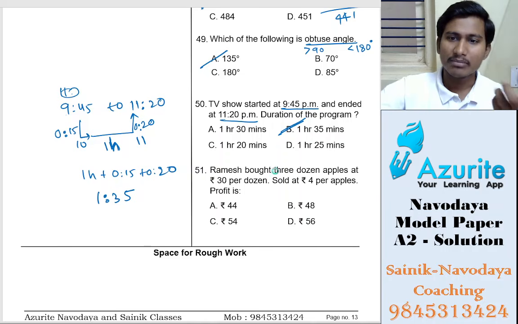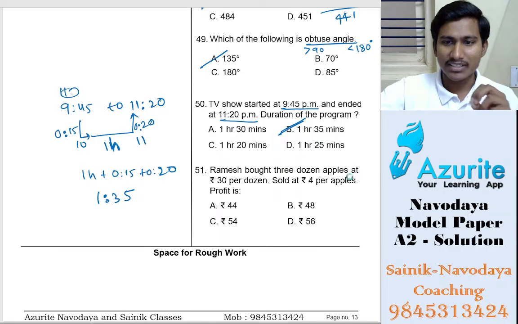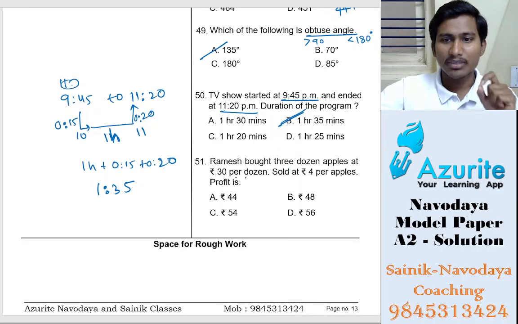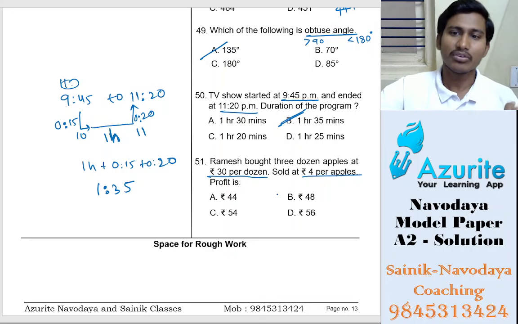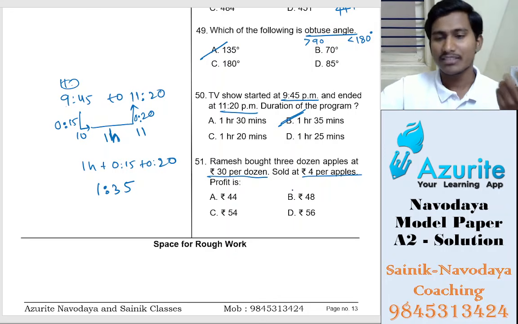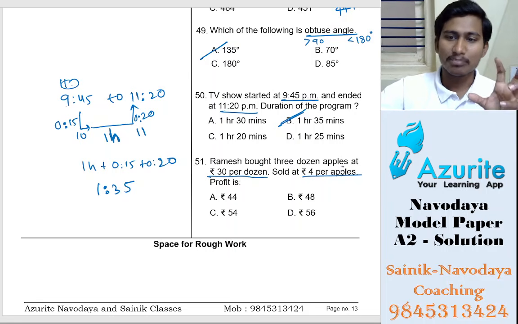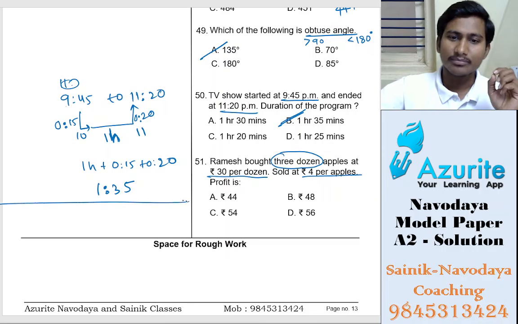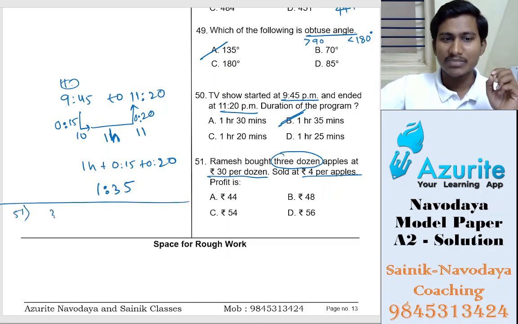Now 51. Ramesh bought 3 dozen apples at rupees 30 per dozen and sold at 4 rupees per apple. Find the profit. So Ramesh bought 3 dozen apples. So 3 dozen means how many apples? 1 dozen is 12, so 3 dozen means 3 into 12, which is 36 apples, right? So he is buying how much?